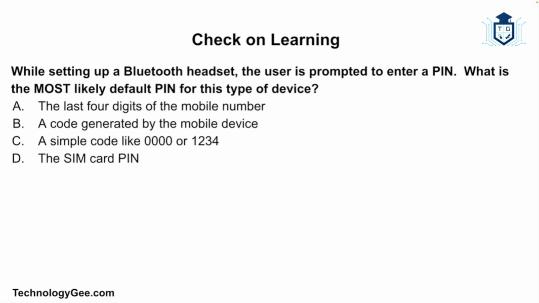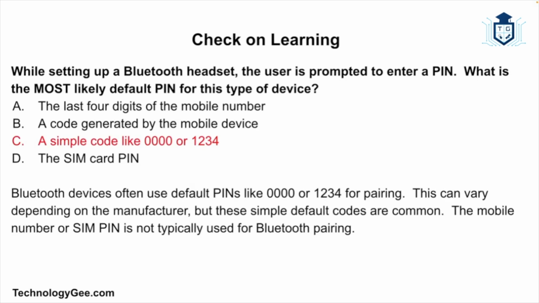Next question. While setting up a Bluetooth headset, the user is prompted to enter a PIN. What is the most likely default PIN for this type of device? Is it the last 4 digits of the mobile number? Is it a code generated by the mobile device? Is it a simple code like 0000 or 1234? Or is it the SIM card PIN? And the correct answer is a simple code like 0000 or 1234.